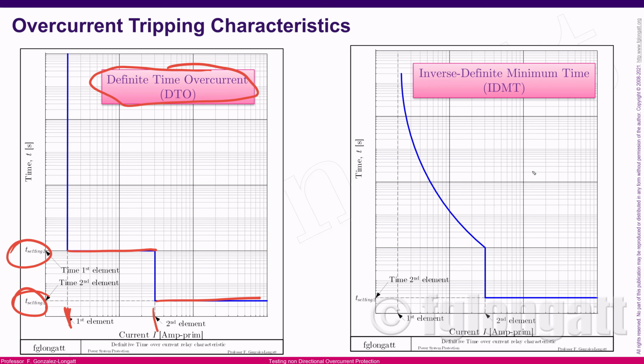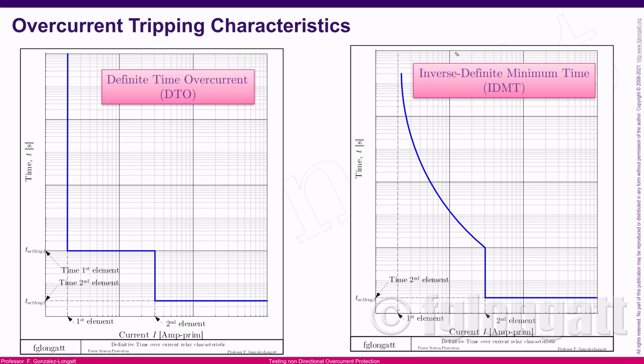For some other applications, especially when we want to ensure the coordination between different overcurrent devices, there is a very interesting characteristic, and that is the inverse definite minimum time, the IDMT, okay? What I'm telling you is that there are those two basic tripping characteristics. Both of them are based on current and time. There is the definite time overcurrent, and there is the inverse definite minimum time, okay?